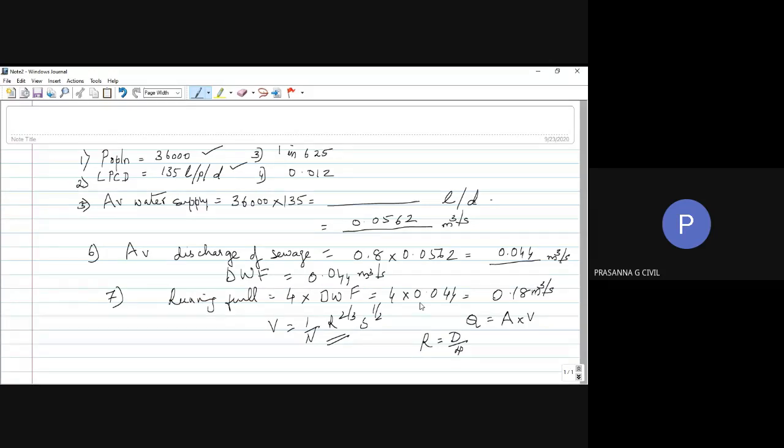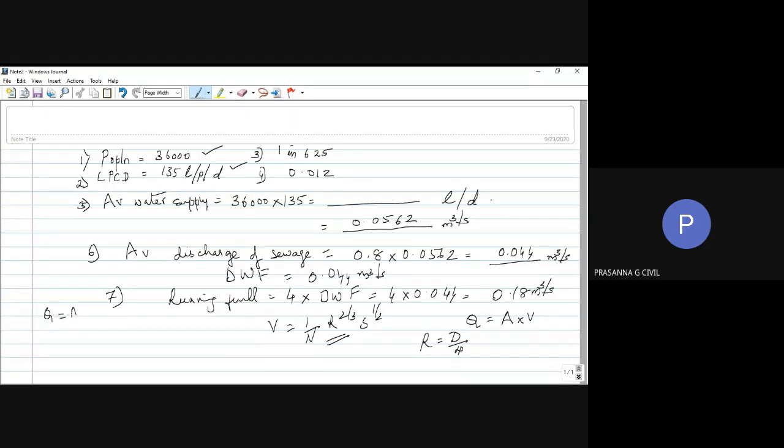Anybody has any doubts regarding this? You can please ask. So I will do one small alteration here. Otherwise I'll just write it on this side. So Q, I know the value. It's going to be 0.18. So I'm writing that expression here.